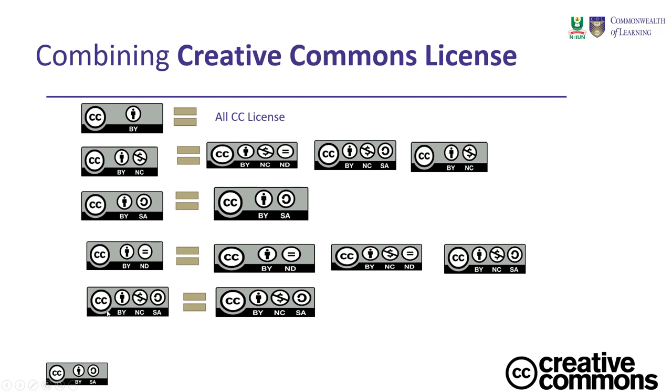Then the other one, for instance, you have CC BY-NC-SA, that's ShareAlike. If I'm using a work from a document that has been licensed with this term, I can only use the same term with it because it's non-commercial. It also has to be shared alike. So I have to use the same license with this.